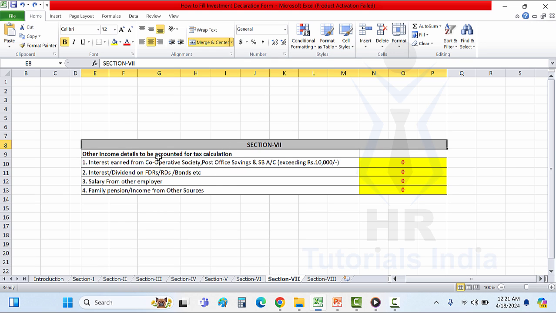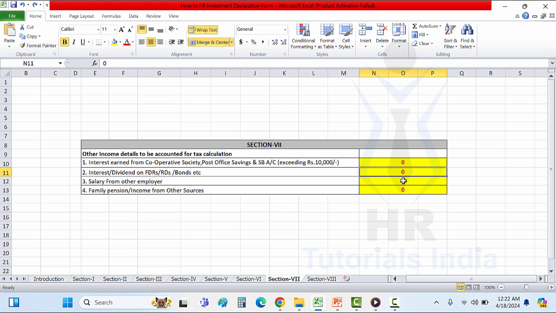Section 7: other income details to be accounted for in tax calculation. These are optional, extra details under section 7 which can be opted for exempting from taxes. Interest earned from corporate society or post office savings scheme exceeding 10,000, because up to 10,000 it is tax free; interest, dividends, FDRs, RDs, bonds, etc.; salary from other employer, family pension or income from other sources. So we need to fill in all these details.